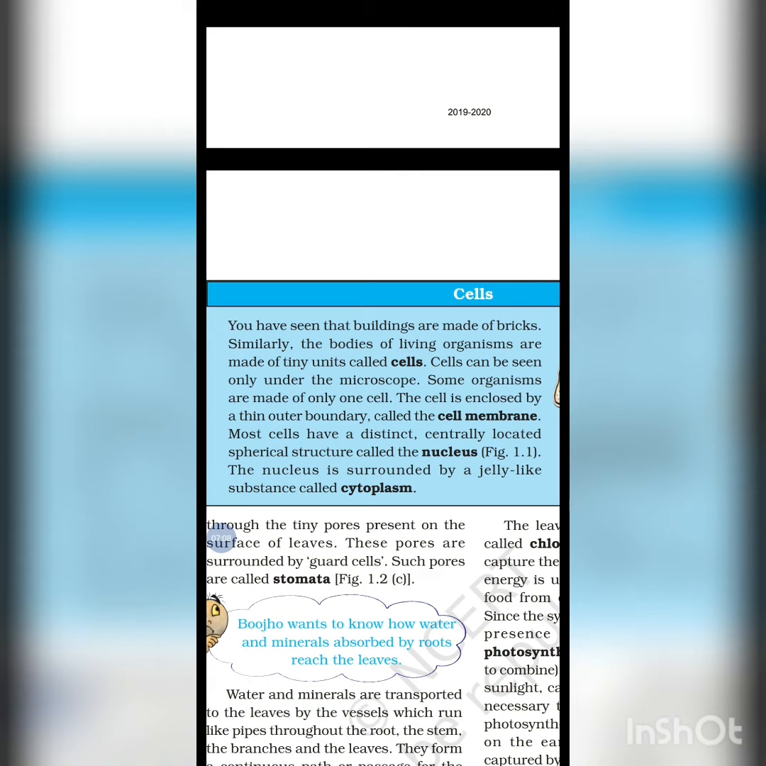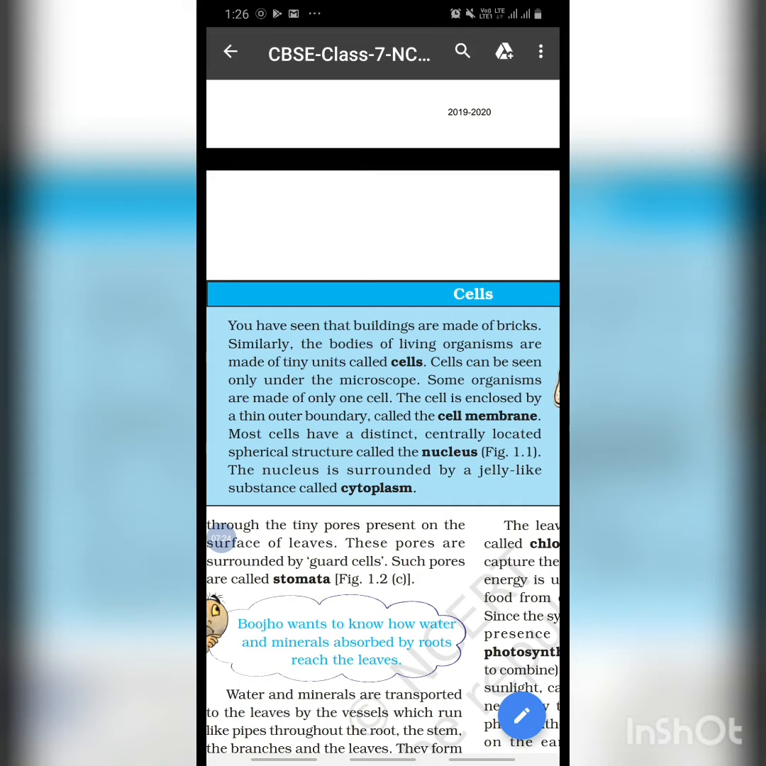In our body there are so many tiny cells of which we are made. We cannot see them with the naked eyes. Like we cannot see stomata with the naked eyes, in the same way we cannot see cells with the naked eyes. This question is important. Please underline this. The bodies of living organisms are made of tiny units called cells.